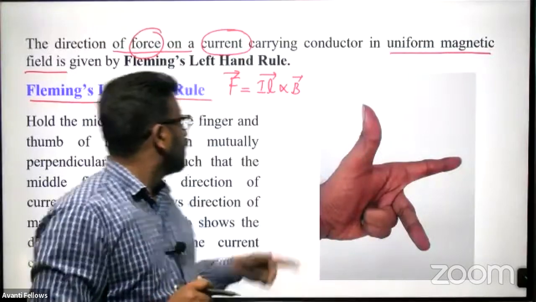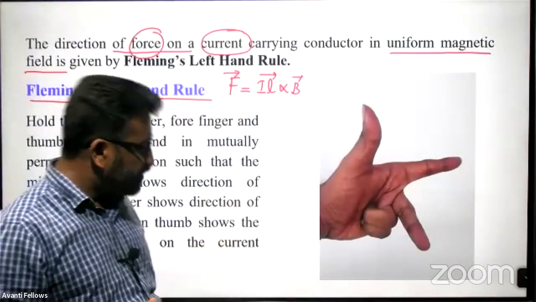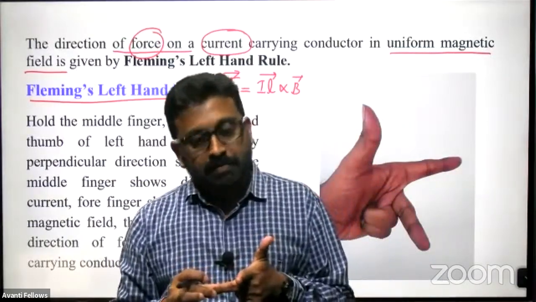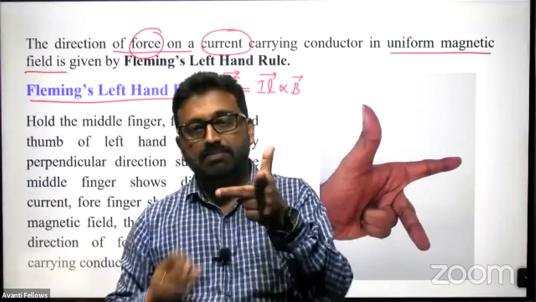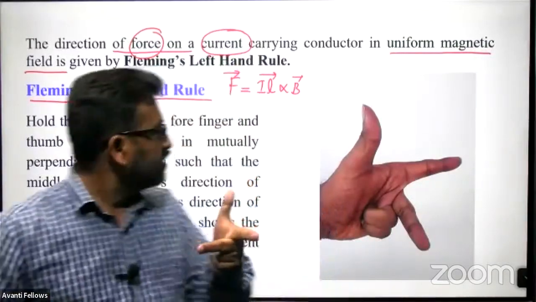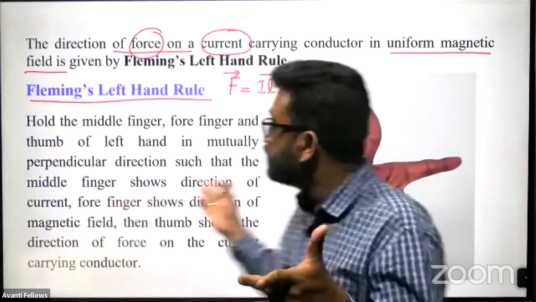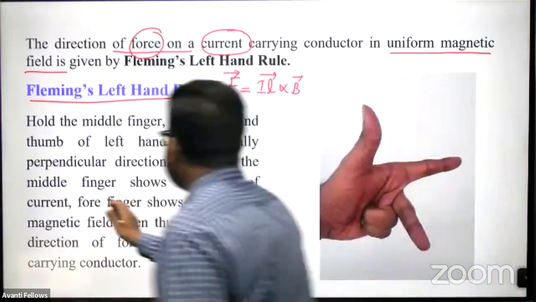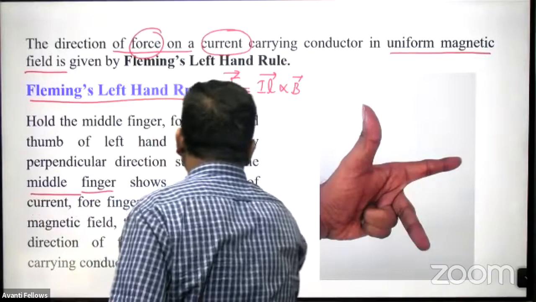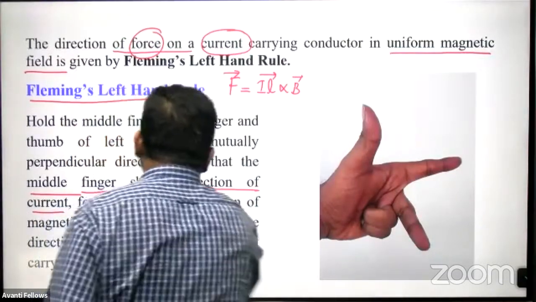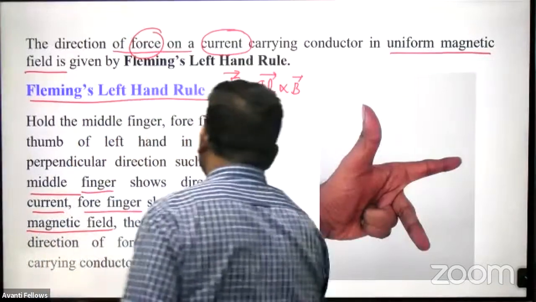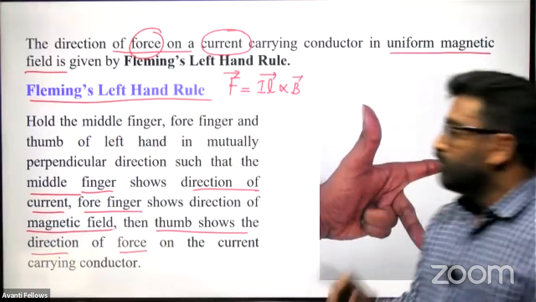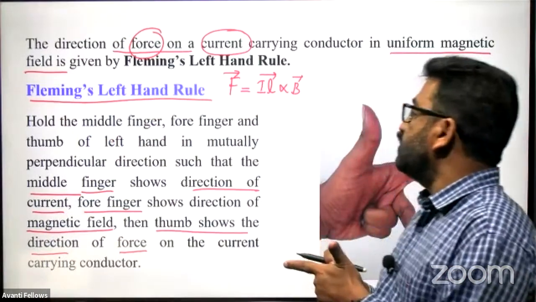So Fleming's left hand rule states that you hold the three fingers of your left hand in three mutually perpendicular directions: middle finger, forefinger, and thumb. Is it clear? Now you see. Middle finger shows the direction of current. Forefinger shows the magnetic field. Thumb shows the direction of force.